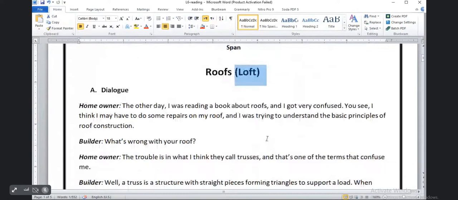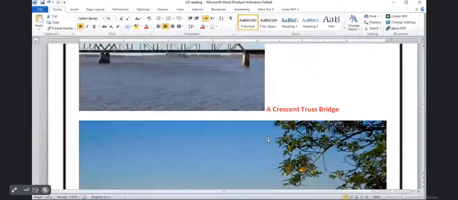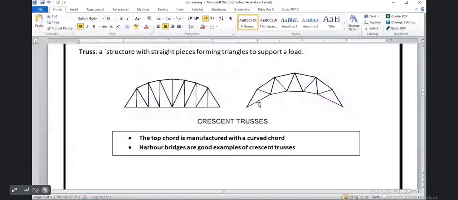What about the crescent? This is the crescent truss. You see this picture of the crescent, the one on the right and the one on the left. Now, the top chord is manufactured with a curved chord, so the upper part of the crescent truss must be curved. Harbor bridges are good examples of crescent trusses. The most common use of crescent trusses is bridges over water crossings, on harbors, on rivers.